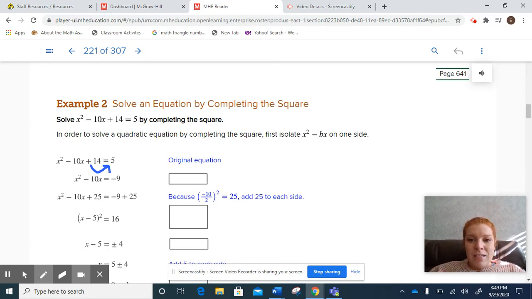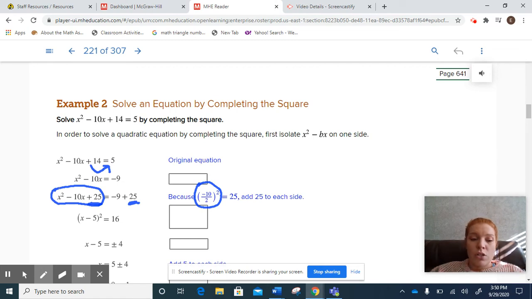Okay, so you isolate the x squared and your x term. Okay, next thing you do is the b divided by 2, squared. In this problem, b divided by 2, squared is 25. So that's why they add 25 here. But because you have an equal sign, you also have to do the same thing to the other side. So right here, the 25 needs to go to the other side as well. Okay, keep everything balanced.